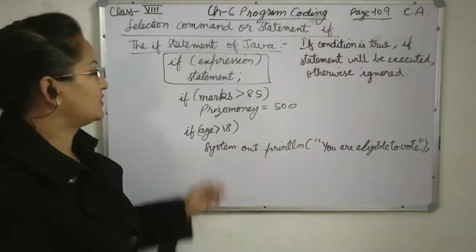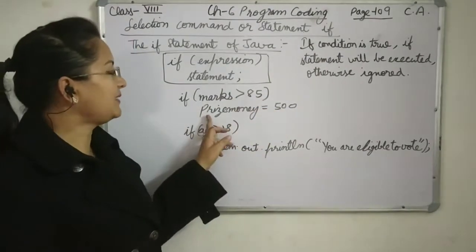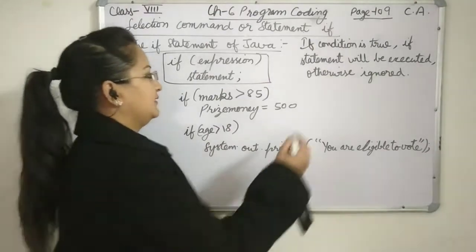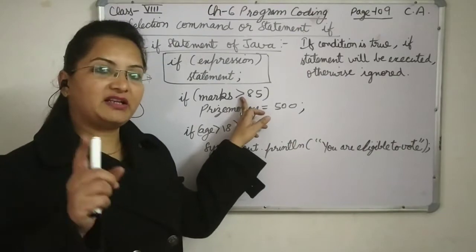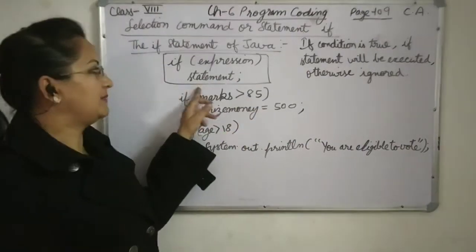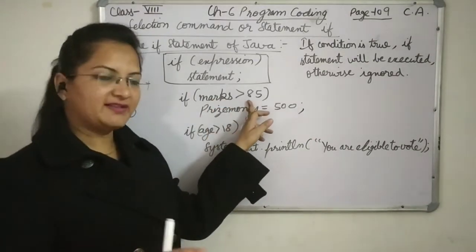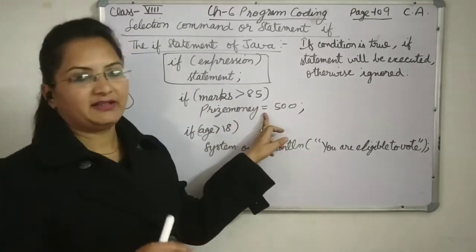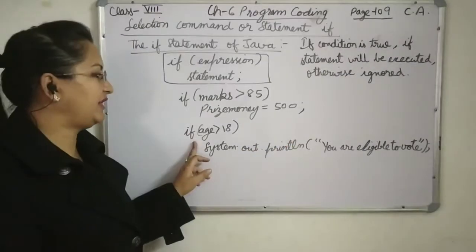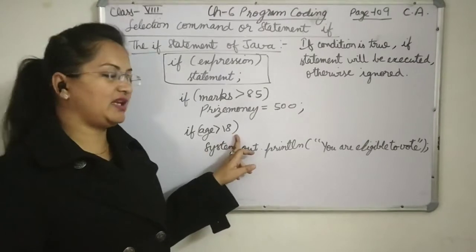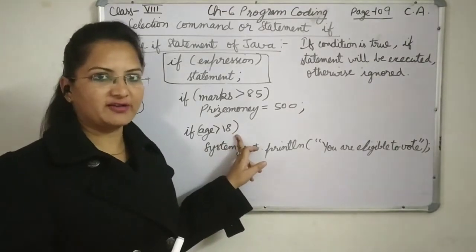Same here, you can see, if marks are greater than 85, then prize money 500 will be given. So only if marks are greater than 85. If the marks are 70, then the if condition will be false and this statement will not be executed, it will be ignored. In the same way here also, if age is greater than 18, this type of example we have done in algorithms and flow charts.